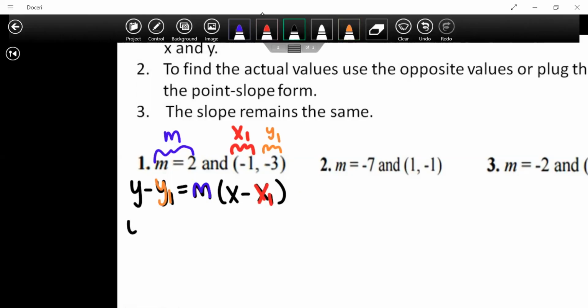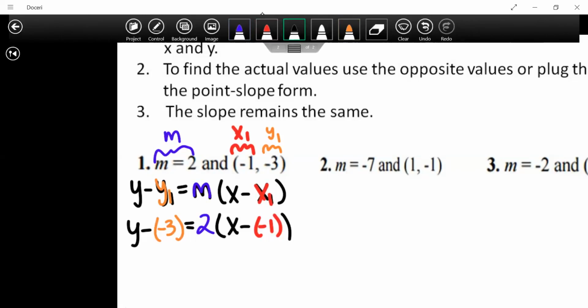So y minus, what's my y1? Negative 3. I'm going to put parentheses around it so you guys can see it. What's my slope? 2. And then I'm going to put parentheses, x minus, what's my x1? Negative 1. I'm going to put parentheses around that one as well. Okay. And we're almost done. It just takes an extra step. So we've got to simplify it out.